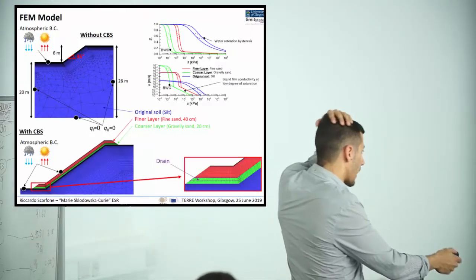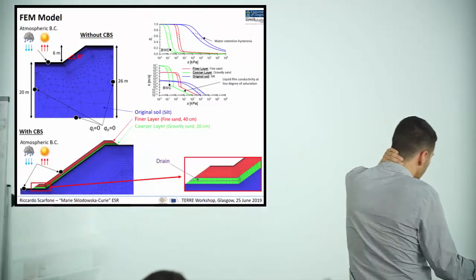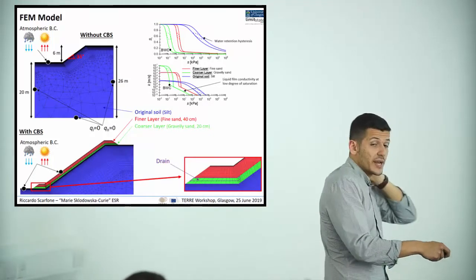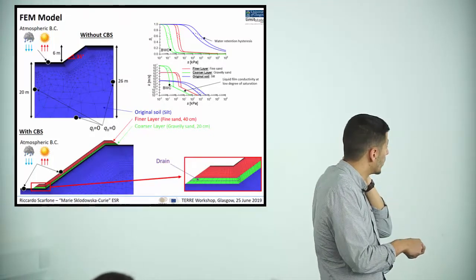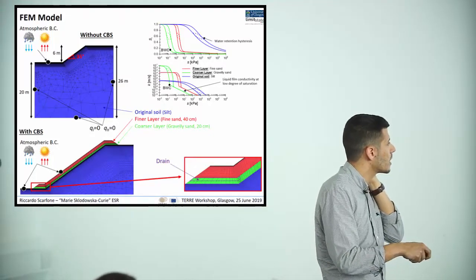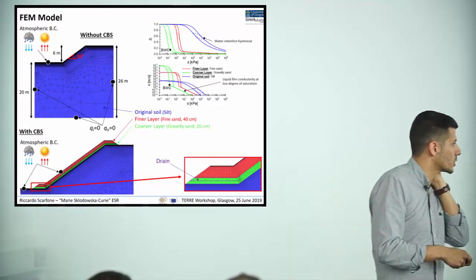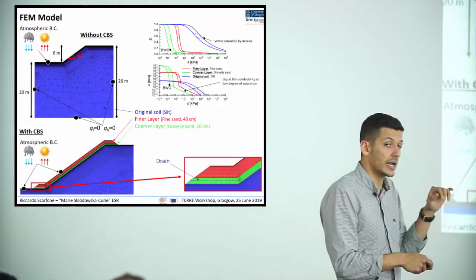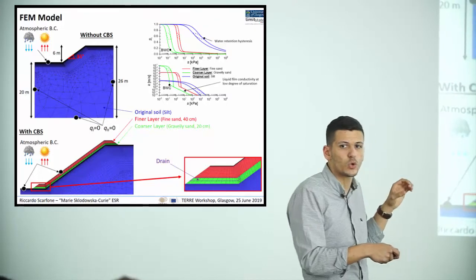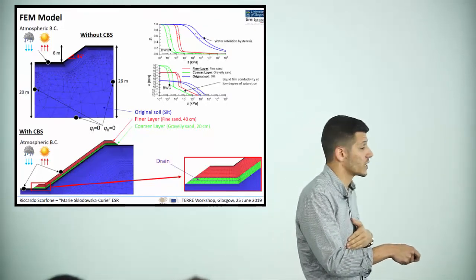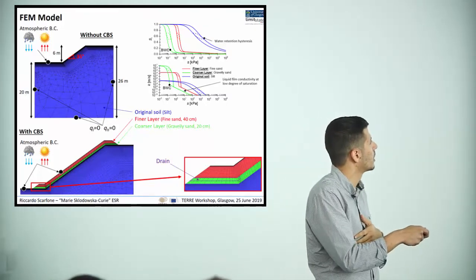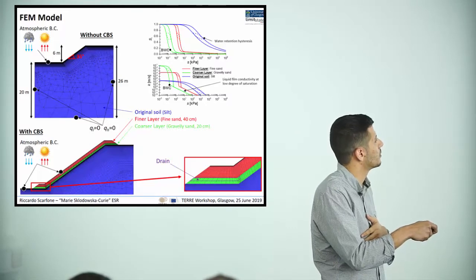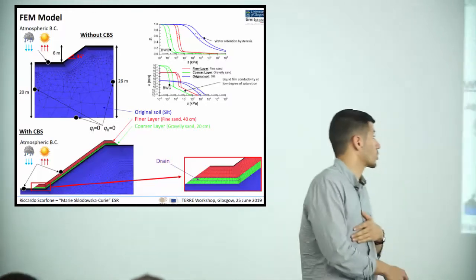Then, at the bottom of the barrier, we expect to have a drain in reality, where we collect the water coming from the barrier, which in the model we represent as sink elements which extract water when breakthrough occurs, so when the suction reaches the bulk water continuity value of the coarser layer.